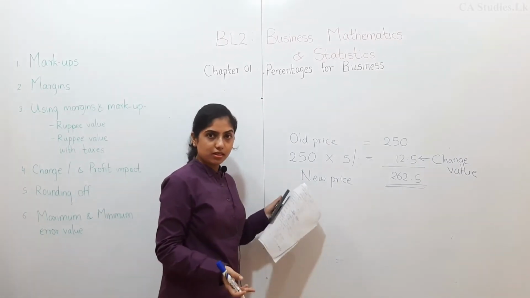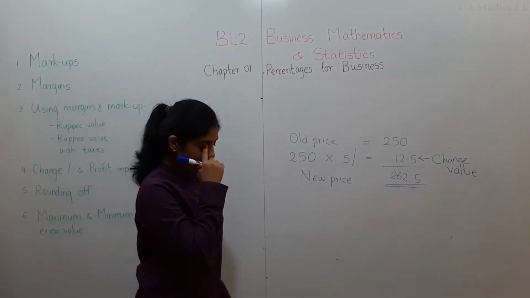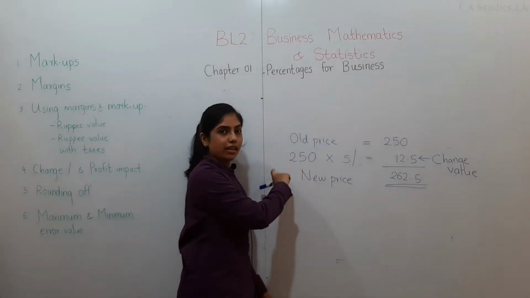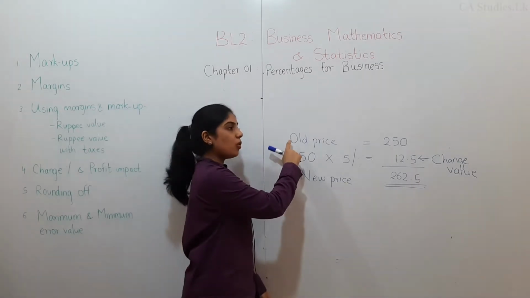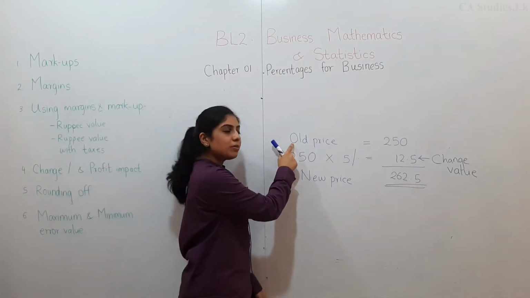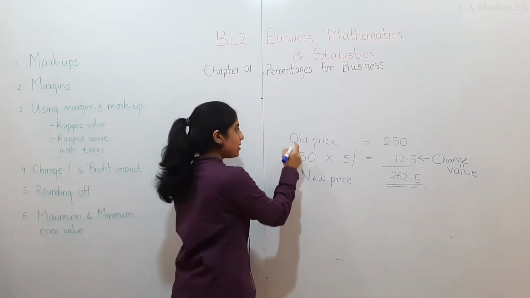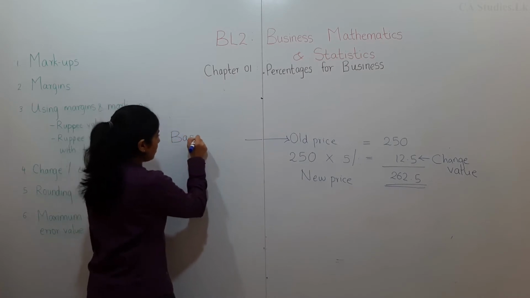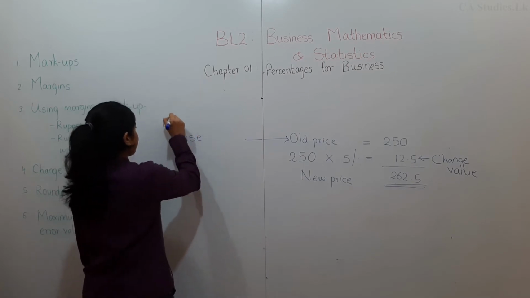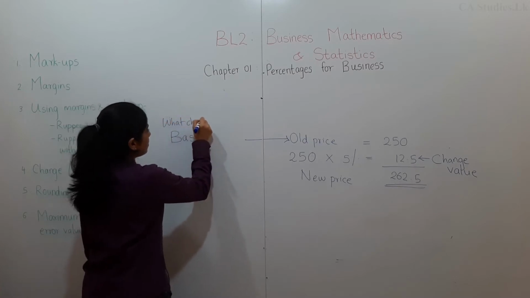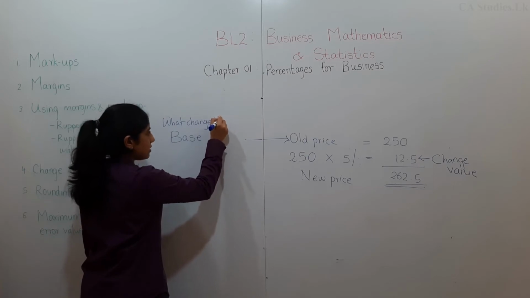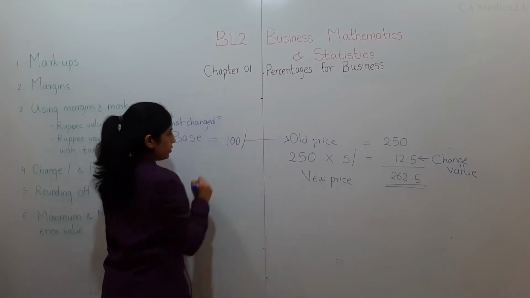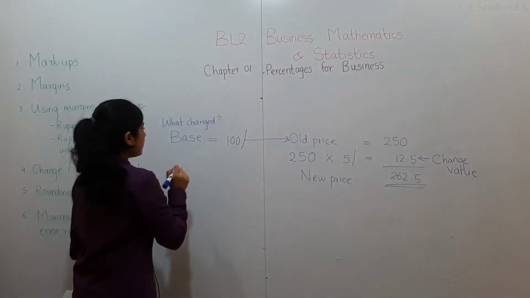Now here, how to identify the base is by identifying what changed. Here the old price only changed, so old price is the base price. So this is the base, the thing that got changed. That is how you identify what changed. Your old price only changed, so that is your base price. That is equal to 100%. What is the change?